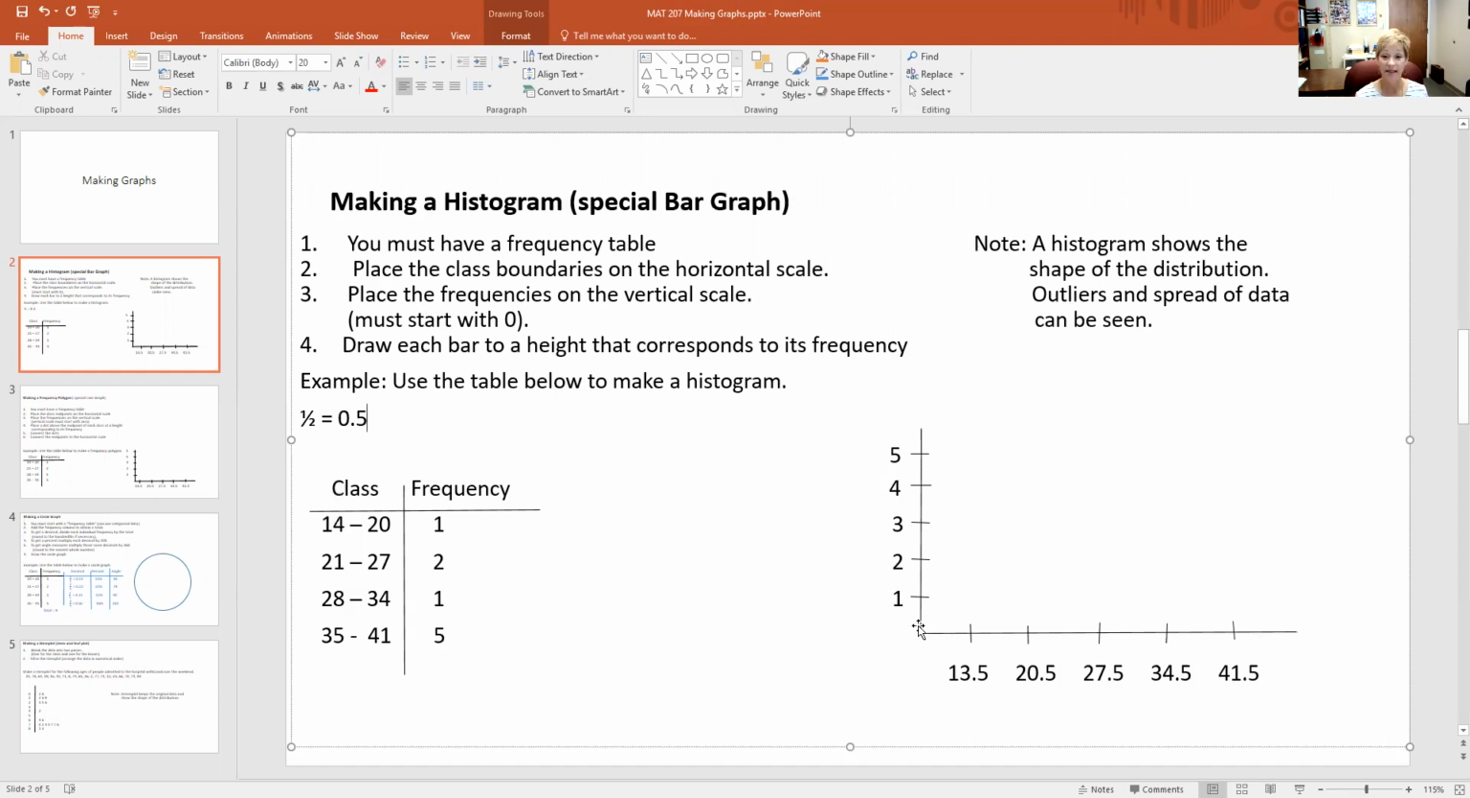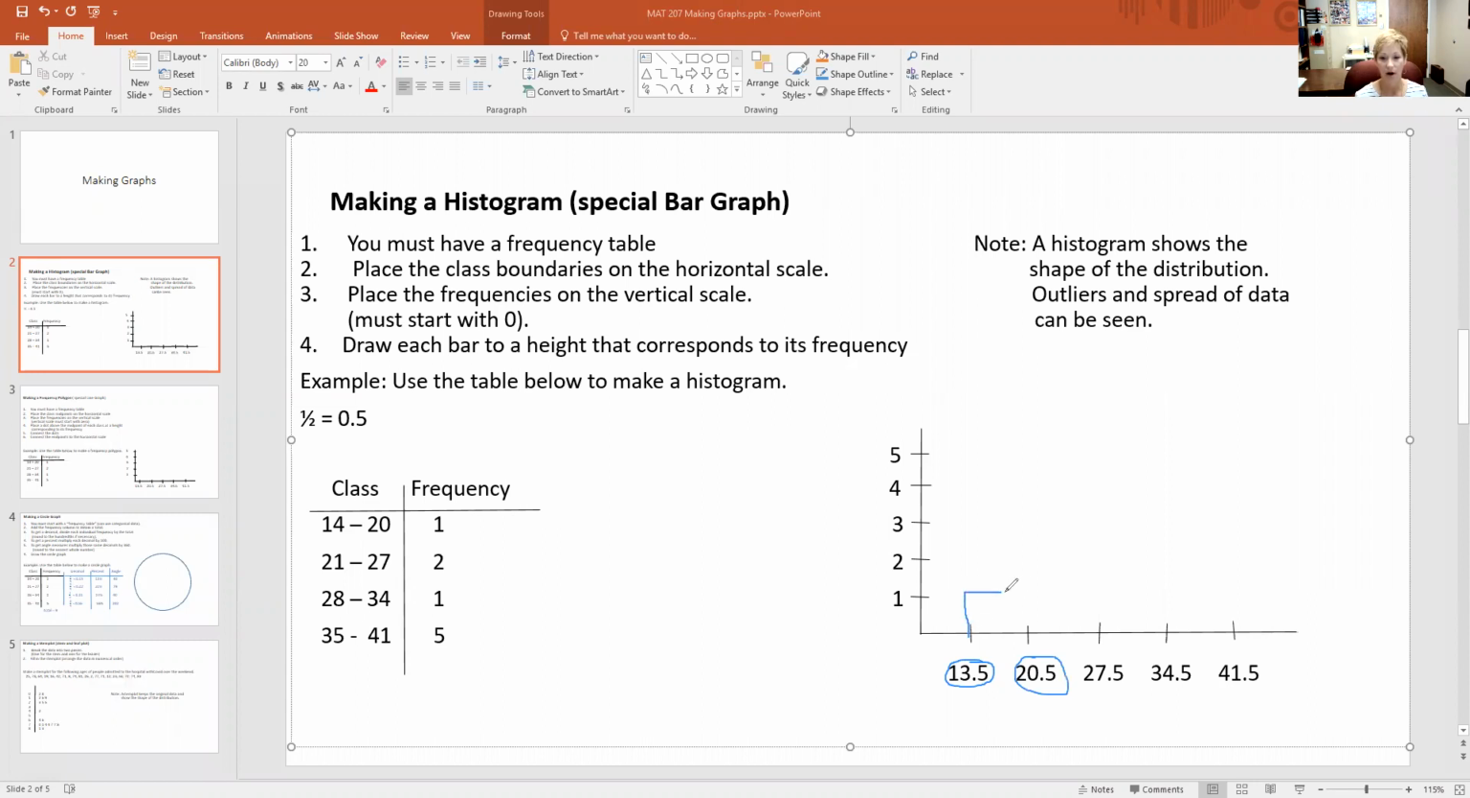Now, if I need to see numbers, you don't have to go up by ones. If this was like 10, 20, 30, and 50, I wouldn't want to go up by ones. I might go up by tens, like 10, 20, 30. So write how much you're going up by so I'll know. And then it says just draw each bar to a height that corresponds to its frequency. My first class is 14 to 20, so this is my lower boundary for my first class, and this 20 and 5/10 is my upper boundary for that first class. It's got to go up to a frequency of 1.